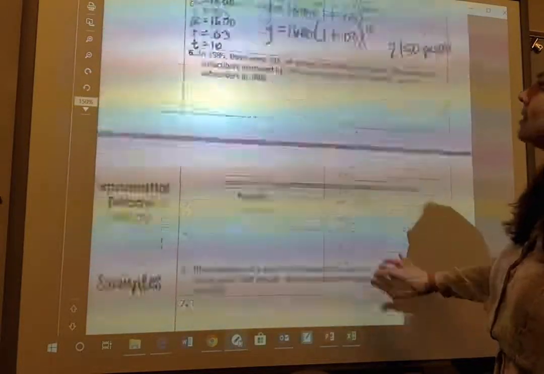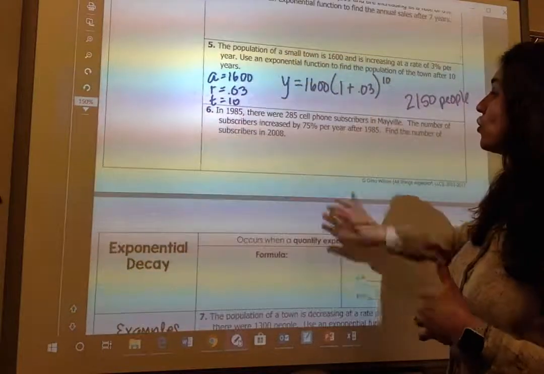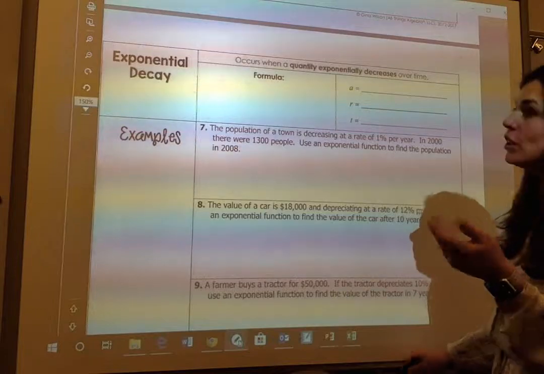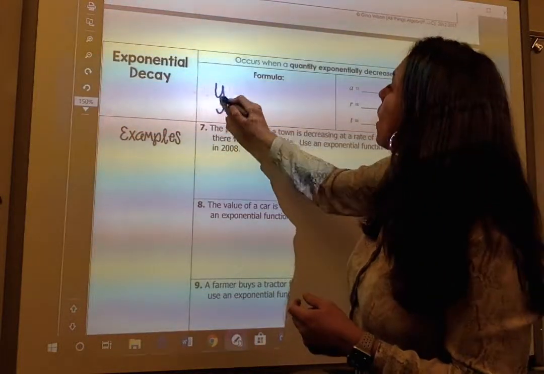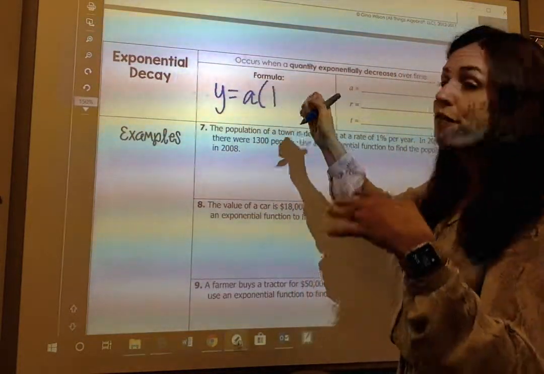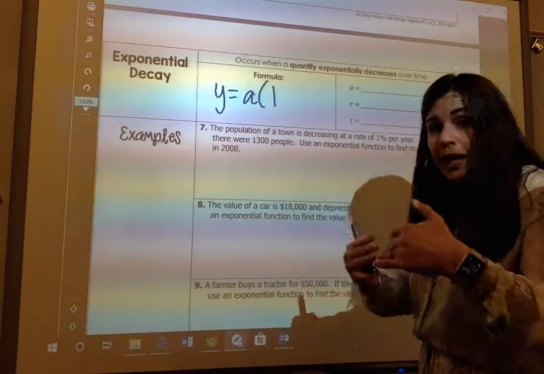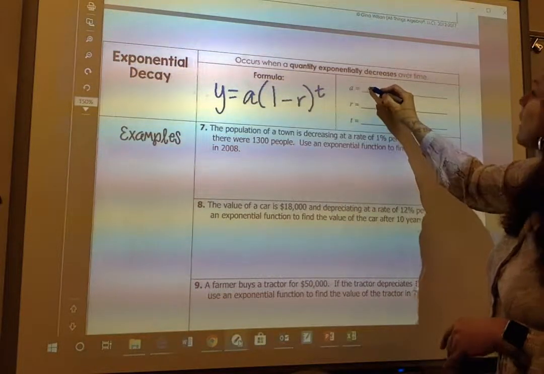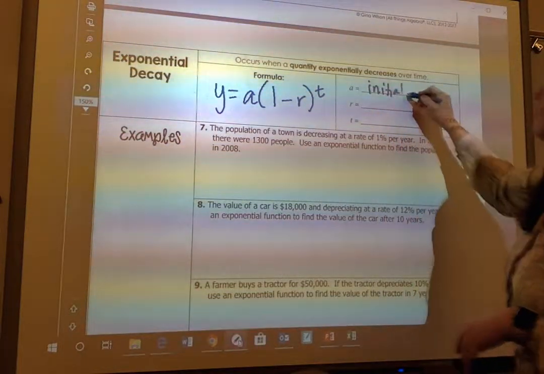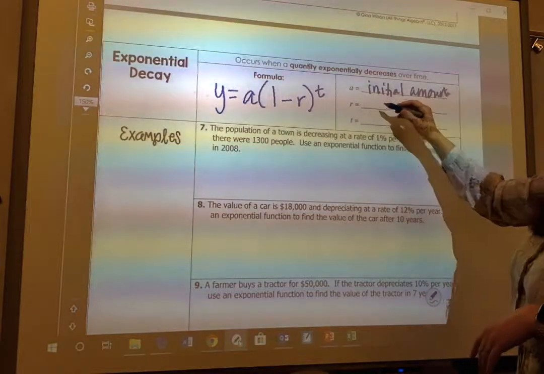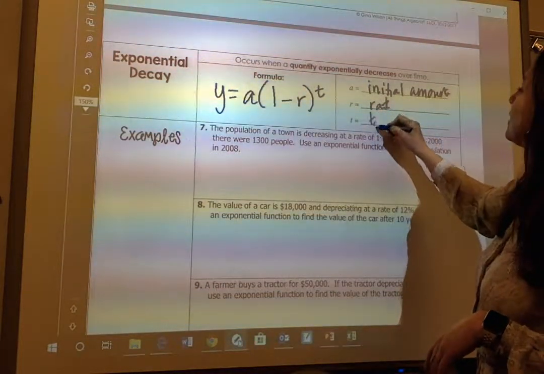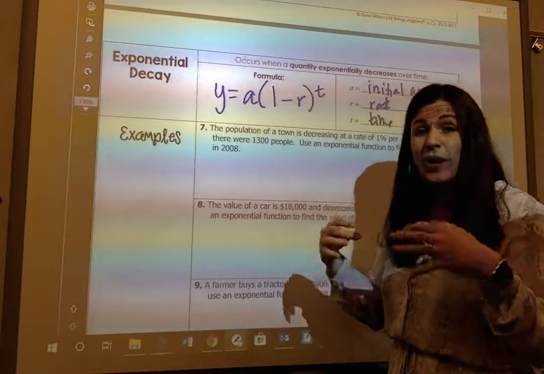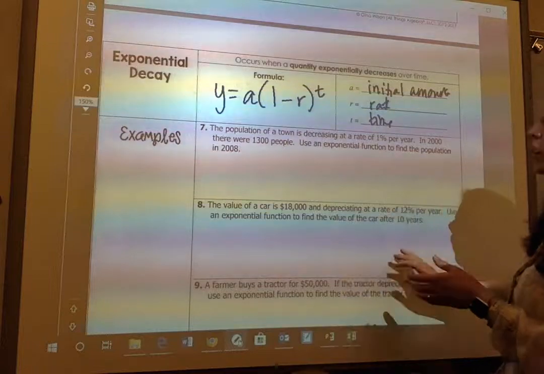Now, that is exponential growth. Exponential decay, and we know decay is decreasing. So what does that formula look like? It's very, very similar. Y equals A, but instead of adding the rate, we are subtracting the rate. 1 minus R to the T. So A still stands for initial amount. R still stands for the rate. T still stands for the time. That doesn't change. But when you notice these word problems, we're taking away. It's pulling back. So that's why we have that subtraction there.